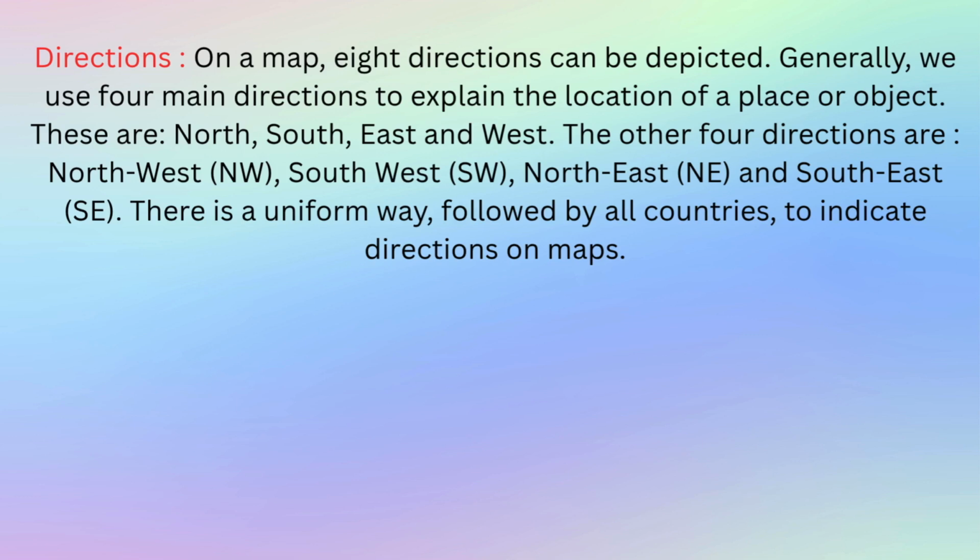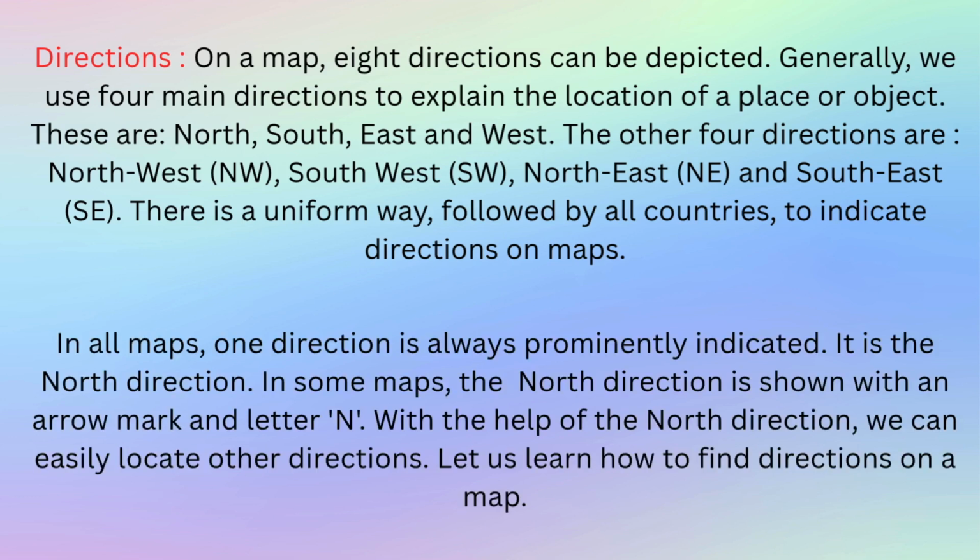There is a uniform way, followed by all countries, to indicate directions on maps. In all maps, one direction is always prominently indicated. It is the north direction. In some maps, the north direction is shown with an arrow mark and letter N. With the help of the north direction, we can easily locate other directions.